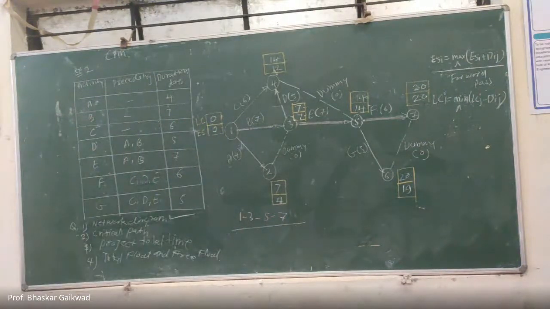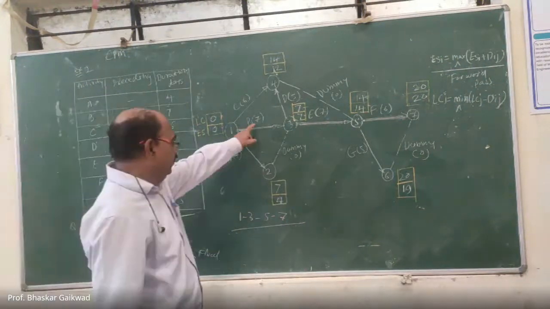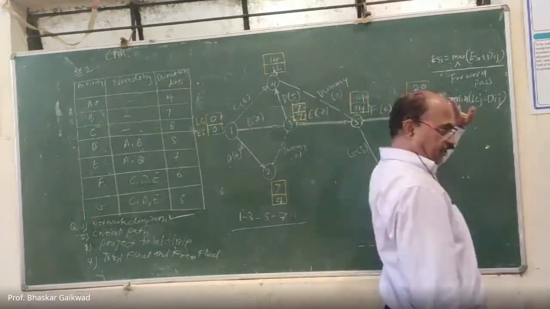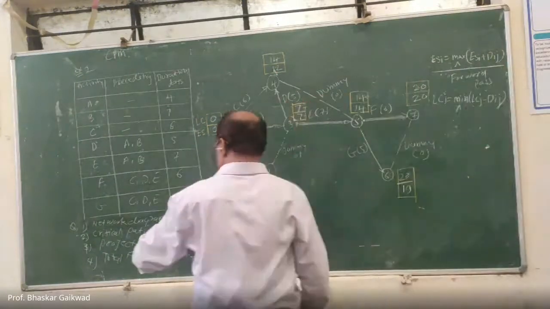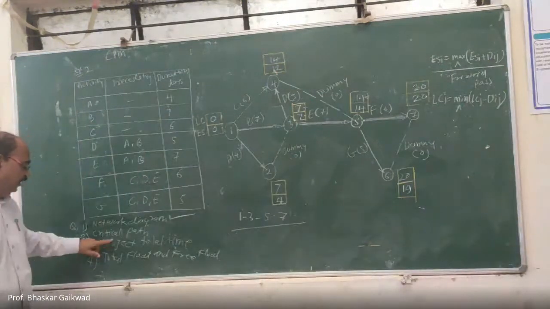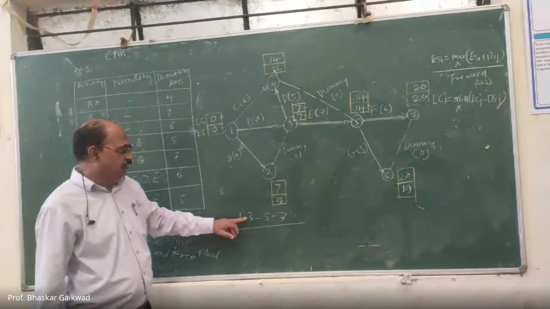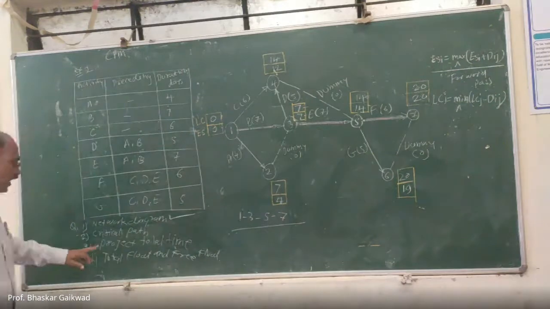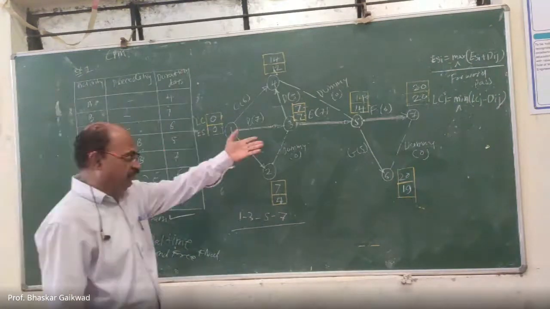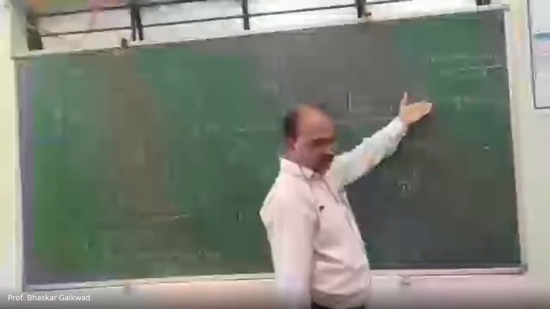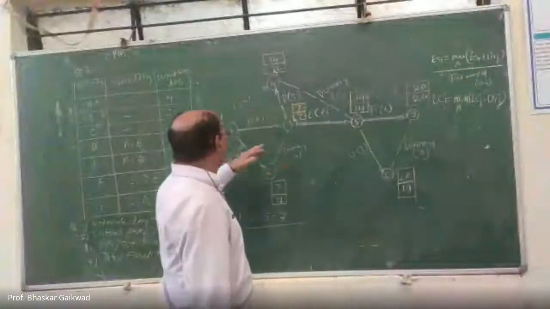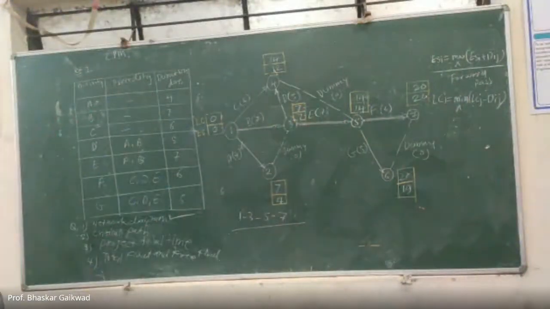Now you have to calculate the time. How much time is required? 7 plus 7 plus 6, 20. So the total completion time is 20. The critical path is 1, 3, 5, 7, and the project time is 20. Already we have 20, so this answer you will get easily. You only have to find out the critical path.